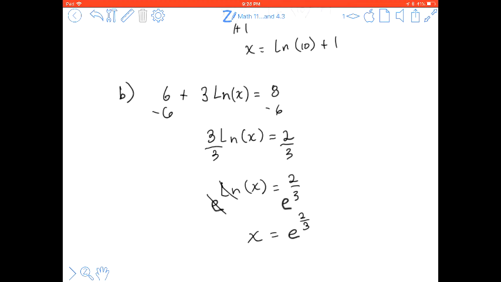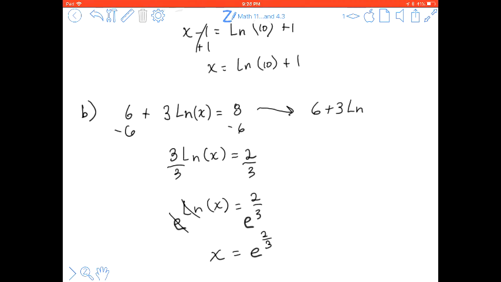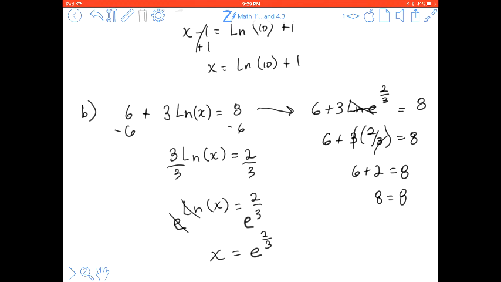Now what's never a bad idea, especially with these types of equations, is to check answers. So if we go back to the original equation and check our answer, we've got 6 plus 3 times the natural log, and now we can input our answer, e to the 2/3, and that's supposed to equal 8. Well, here the natural log and e cancel out, so we've got 6 plus 3 times 2/3, and that's supposed to equal 8. The 3's cancel, so we've got 6 plus 2, so looks like that one checks out.